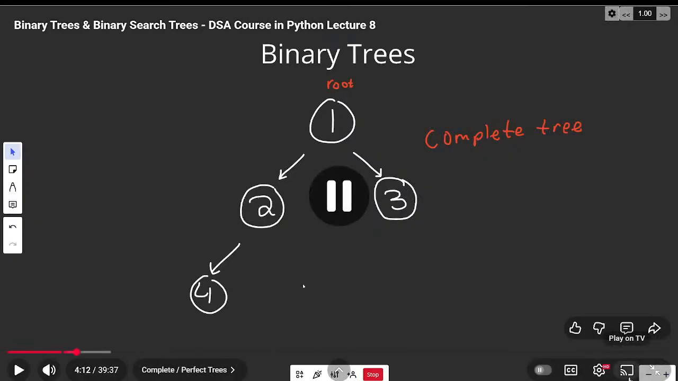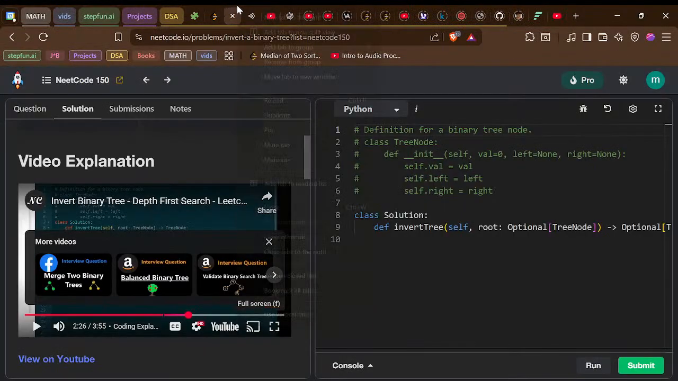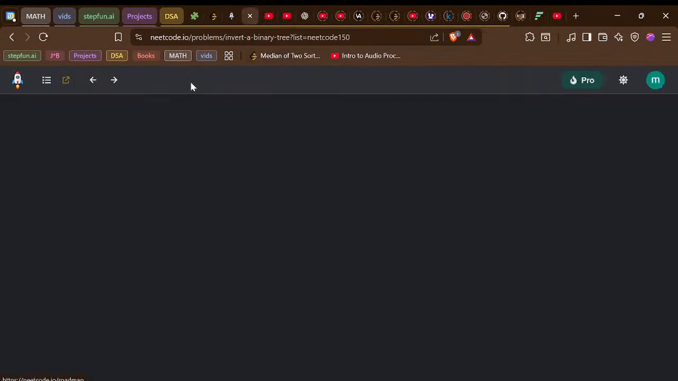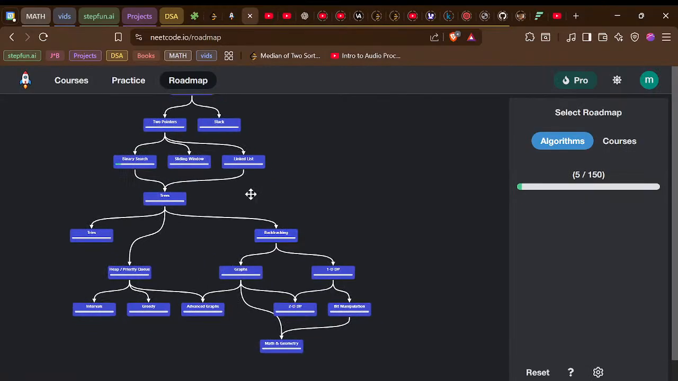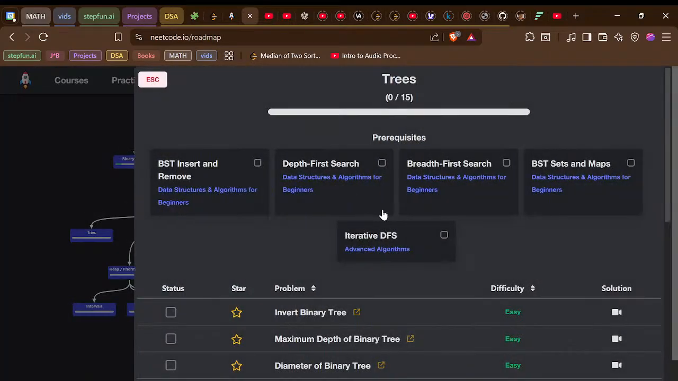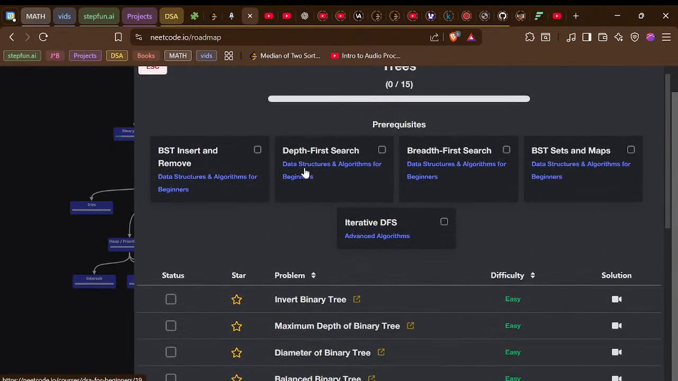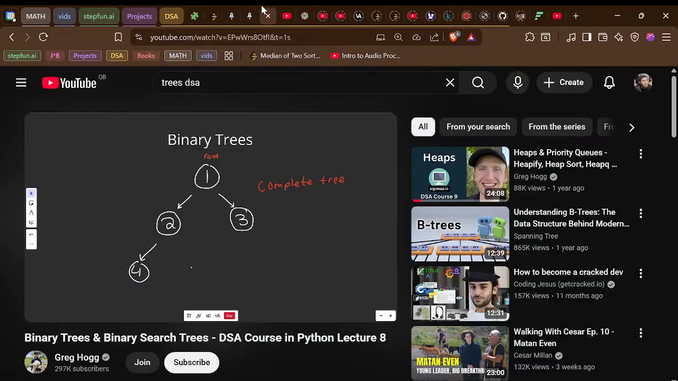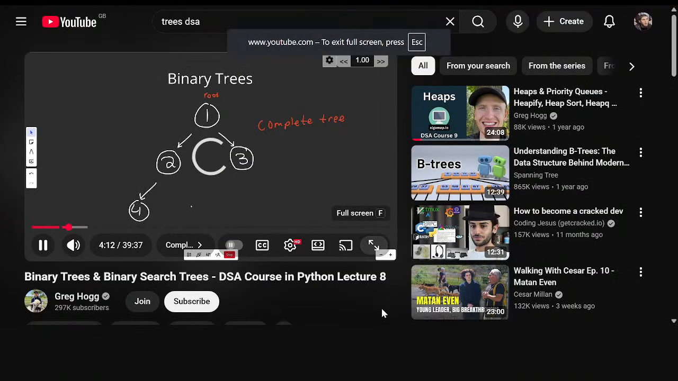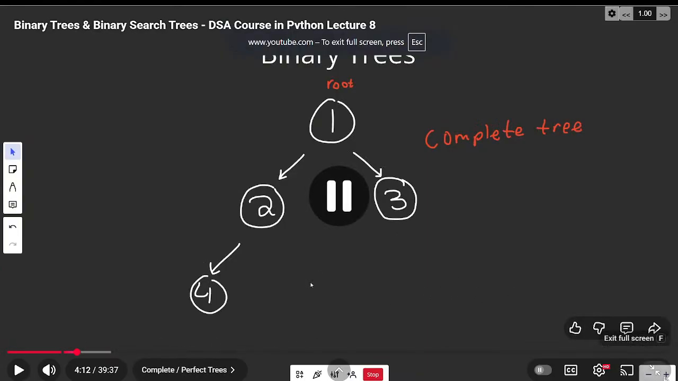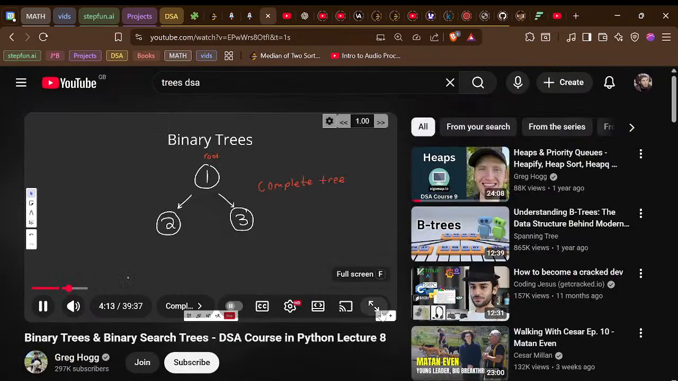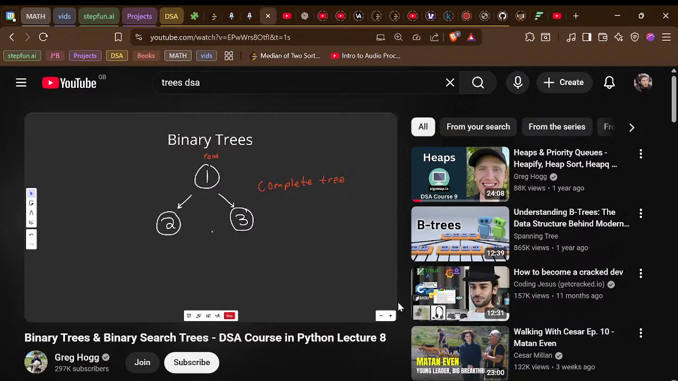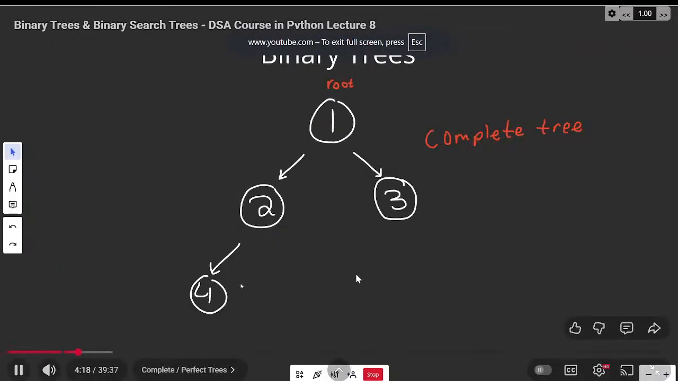This would also be a complete tree. And so with this one, this is a complete tree and it's a perfect tree. But then if you have this here, this is not a perfect tree, but it is complete.